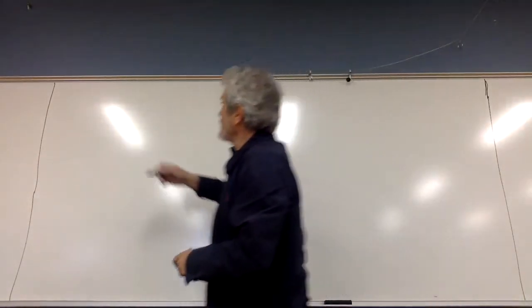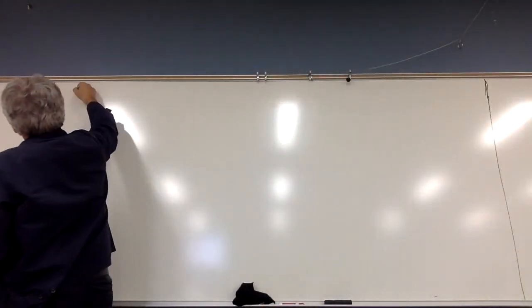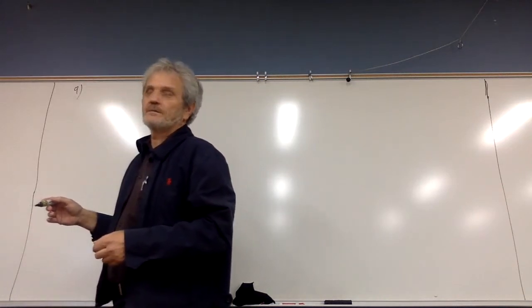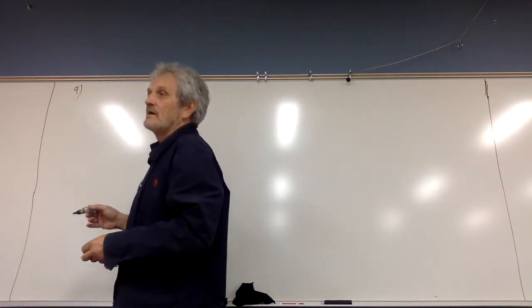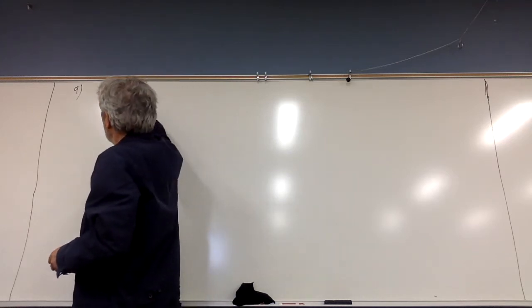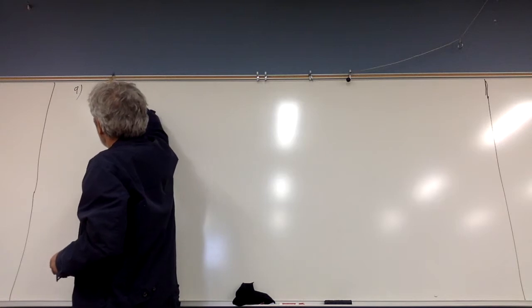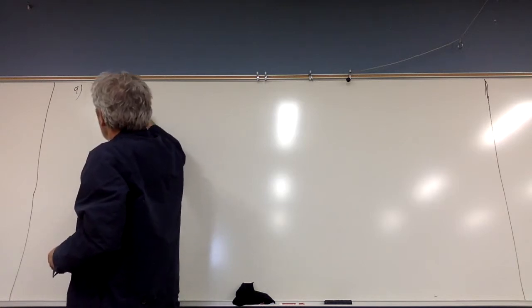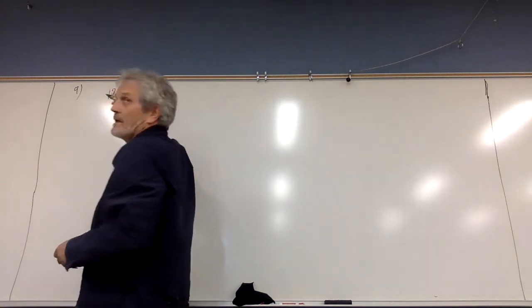All right, so problem number 9. Can you remind me of the problem? 12 people are lined up in 2 rows of 6. Oh, 12. 12 people are lined up in 2 rows.